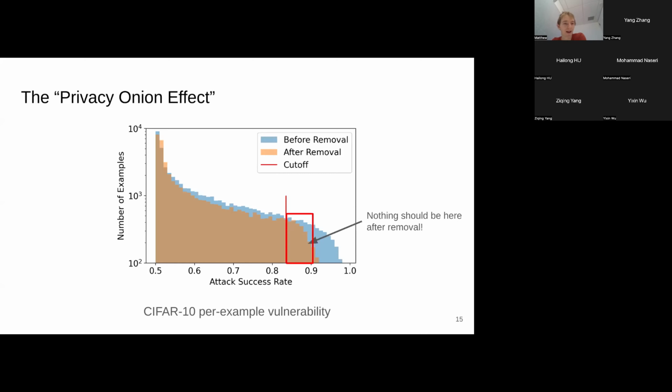And so what we wanted to figure out is why this happens. I was very confused when I saw this effect for the first time. And I'm hoping that you all are too, because it's unclear why this should happen.